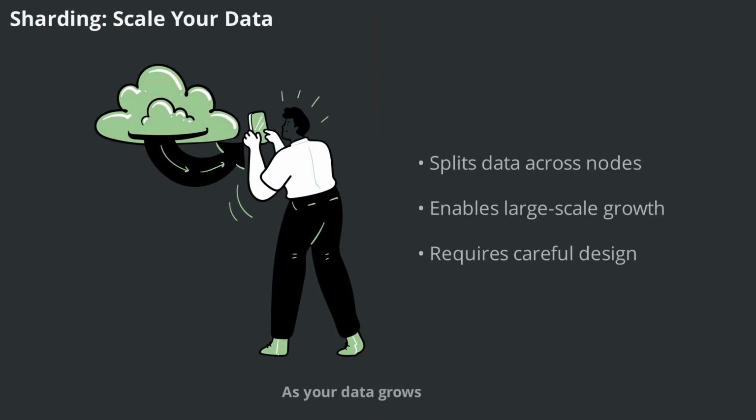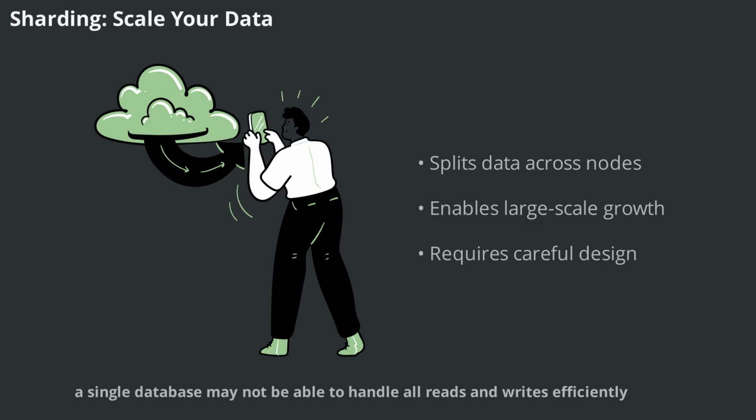As your data grows, a single database may not be able to handle all reads and writes efficiently. Sharding splits your data across multiple database nodes, distributing storage and workload. For example, users might be divided by ID ranges, with each shard handling a subset. Sharding allows your system to scale beyond the limits of a single node, but it introduces complexity. Choosing the right shard key is critical, and cross-shard queries can be challenging. Still, for large systems, sharding is often necessary for growth.